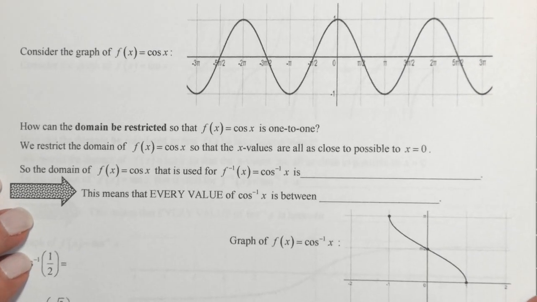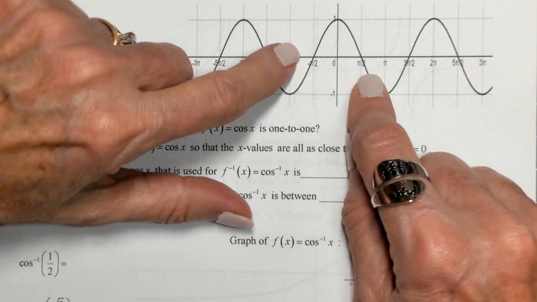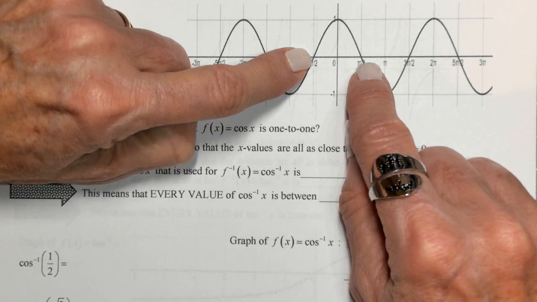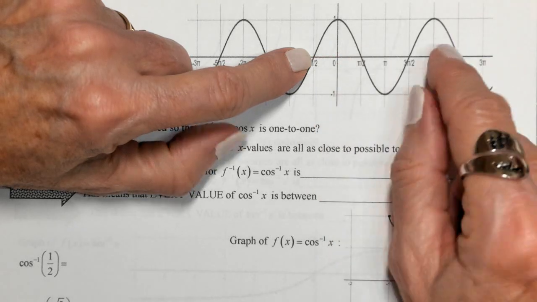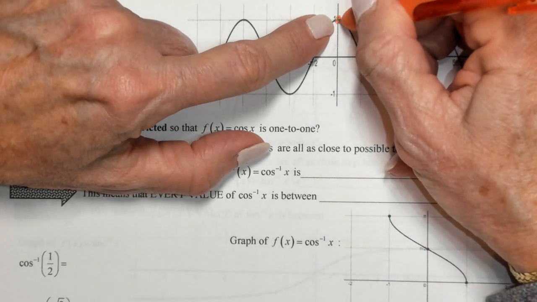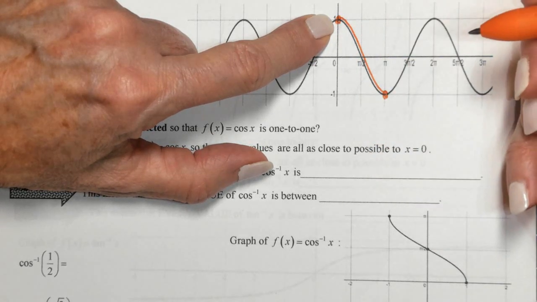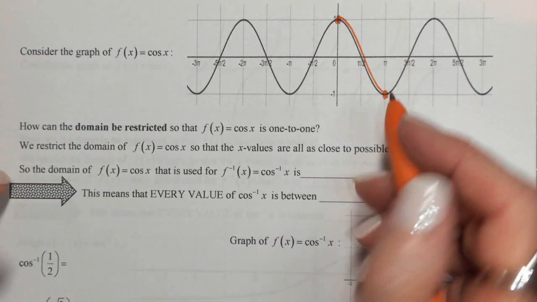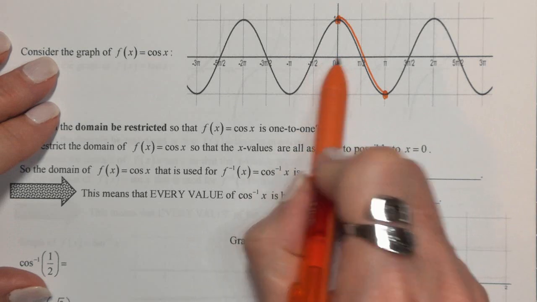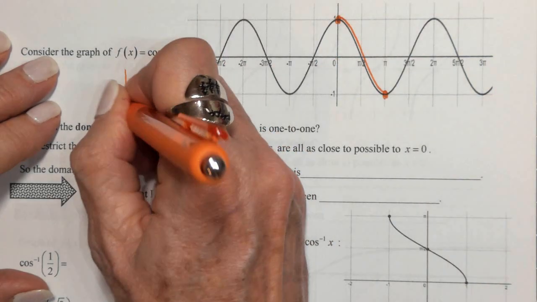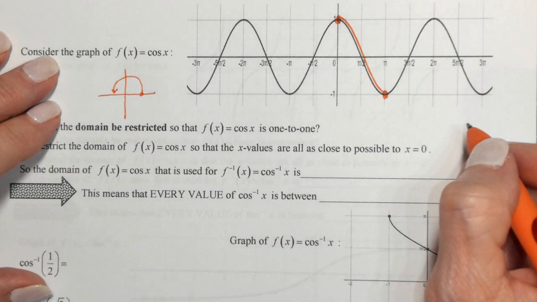Okay, now let's talk cosine. Here's the graph of cosine. Are we going to restrict it also to negative pi over 2 to pi over 2? No, we're not, because it will not pass the horizontal line test. So where should we restrict it? We should restrict it from x equals 0 to x equals pi. So for arc cosine, for inverse cosine, we will not have any negative values. Everything will be between 0 and pi. On the unit circle, between 0 and pi for arc cosine.